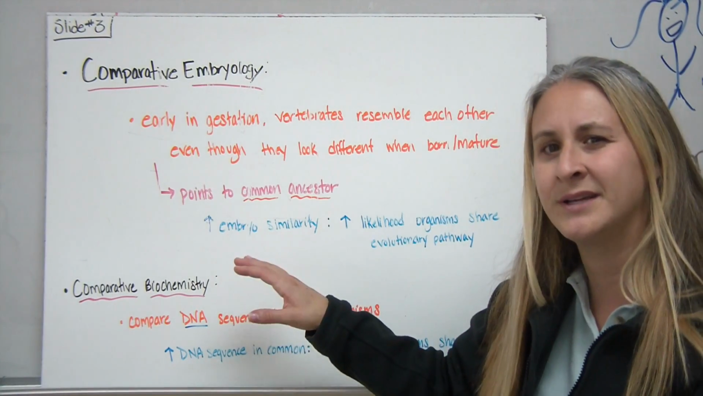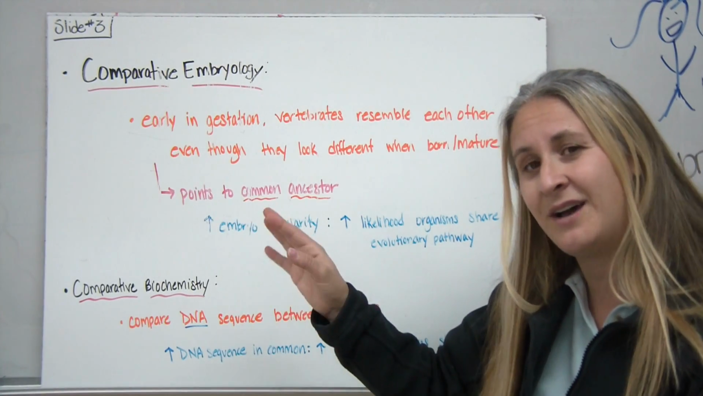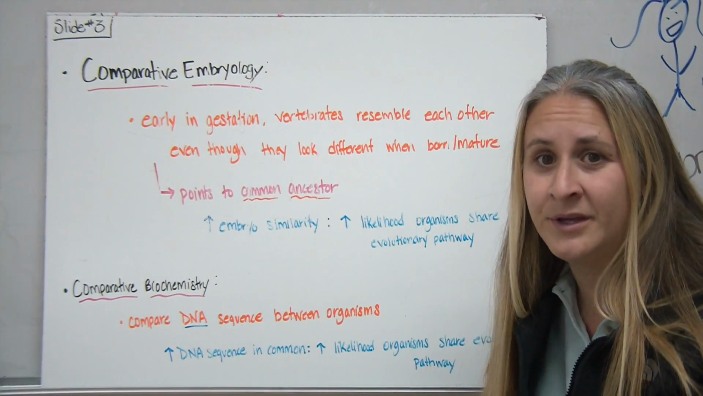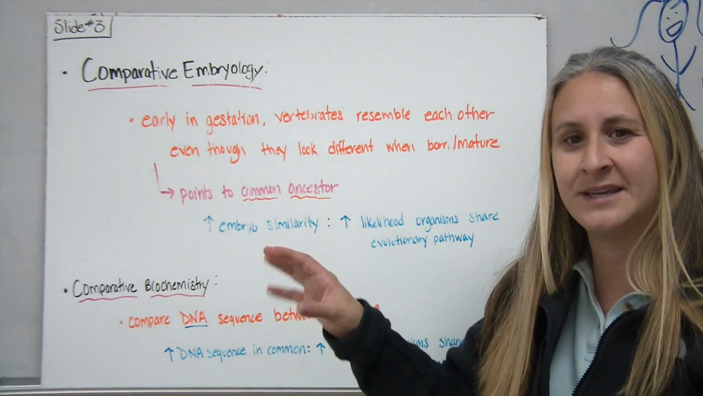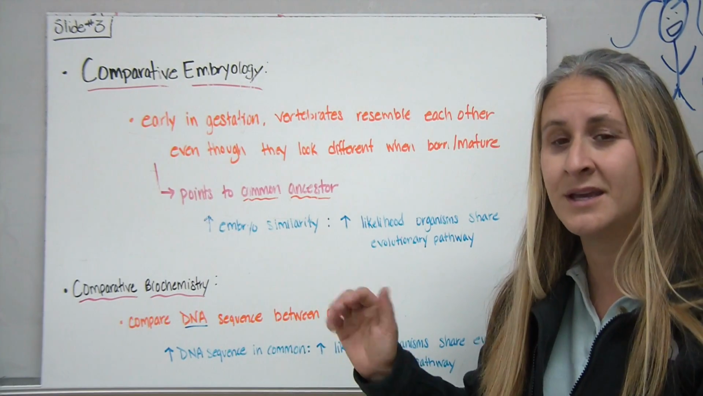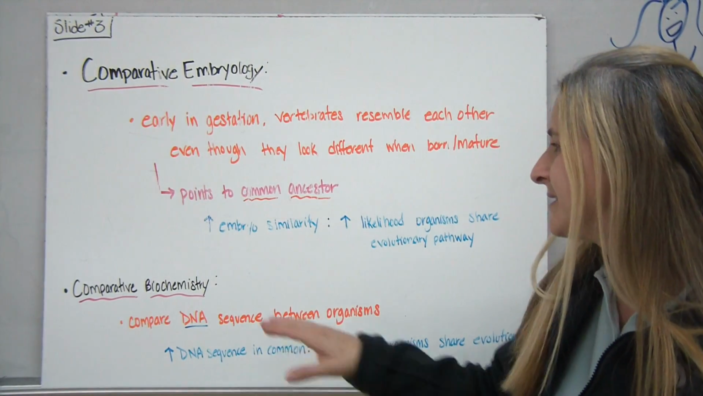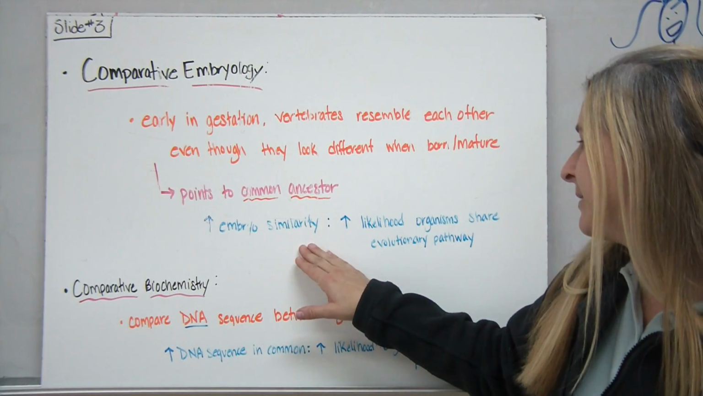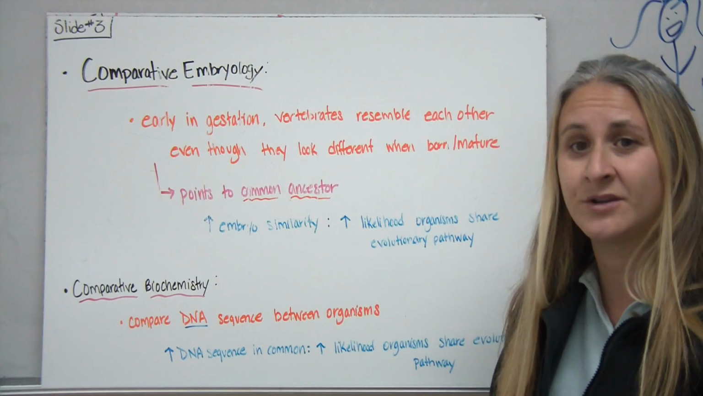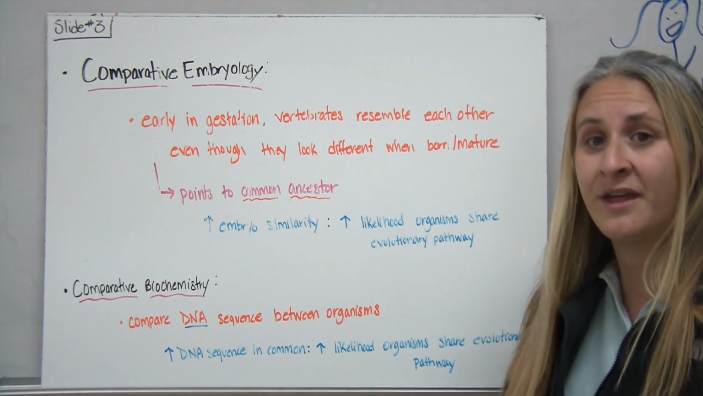But when you look at x-rays of even a salamander and a human, humans actually tend to have a slight kind of a tail, and that is shown in our tailbone. But as that embryo develops, that tail doesn't actually develop into a tail. It kind of recedes, and we no longer have that tail present, whereas in a salamander it does. So we have a high embryo similarity, and it increases the likelihood that the organisms share some sort of common ancestor and evolutionary pathway.